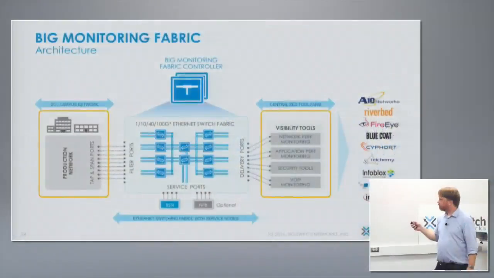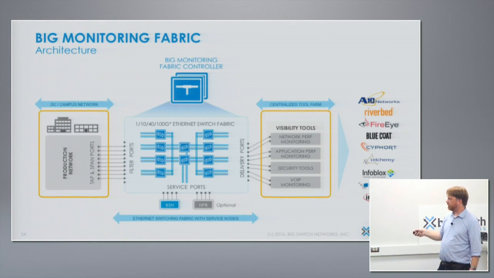Same rough picture as last time, a little bit more detail. You have your production network. You have lots and lots of span and tap ports, potentially hundreds, depending on the size of your data center. You have a collection of our bare metal switches managed by a pair of centralized controllers, and you have a bunch of tools.